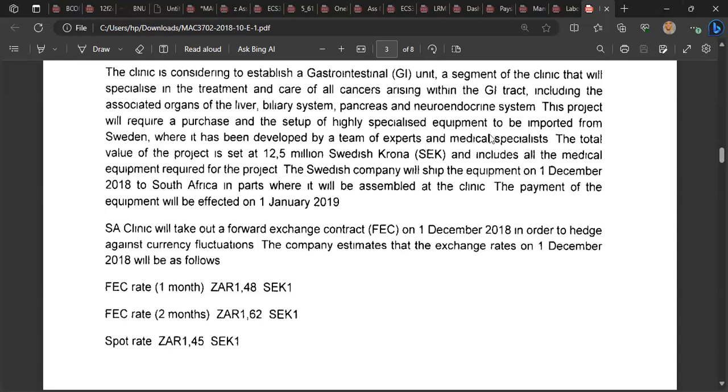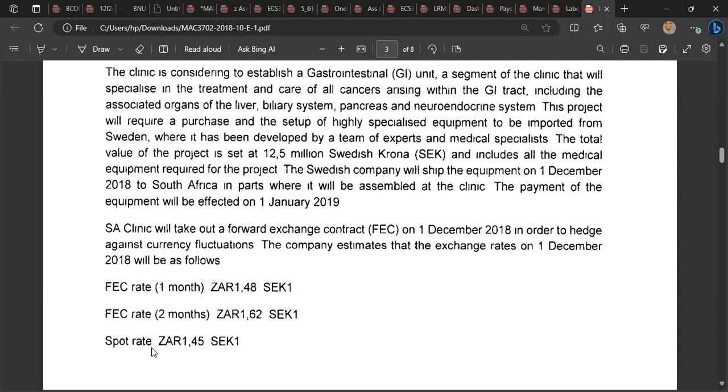So in these circumstances, let me see what the date is. The Swedish company will ship the equipment on the 1st of December 2018. So the company estimates that the exchange rates on the 1st of December 2018 are as follows. So you would therefore go for the spot rate there. The spot rate would be indicative of the translation rate that you are going to use when you are doing the costing in your books.